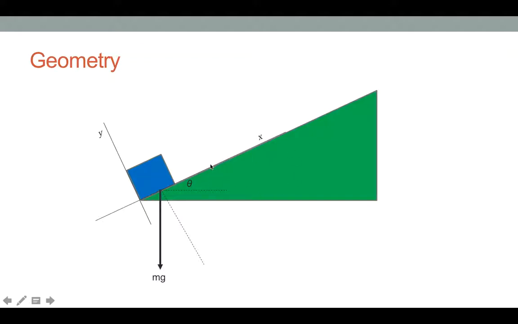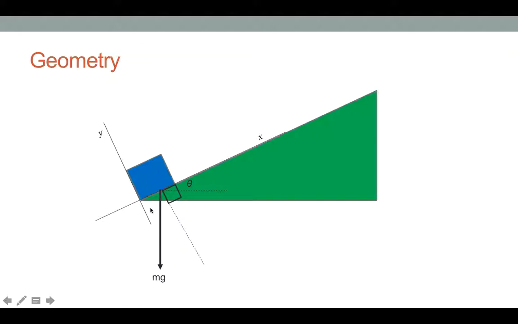With that set, the next thing we're going to do is consider some geometry, because the angle we are given is the angle that the ramp makes, which is this angle right here. If we put our x and y axes along and perpendicular to the ramp, the weight will not be in the y direction. So we're going to have to break the weight into its x and y components. To do that, we're going to need the angle between the weight vector and the y-axis or the x-axis. That's not the angle we're given. But with a little bit of geometry, we can calculate it.